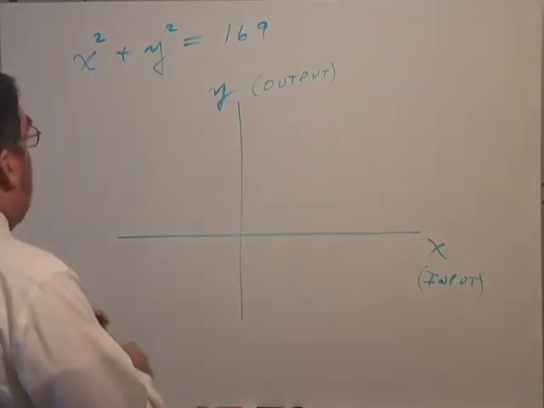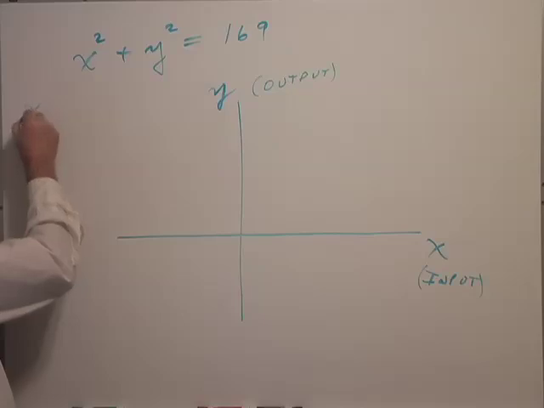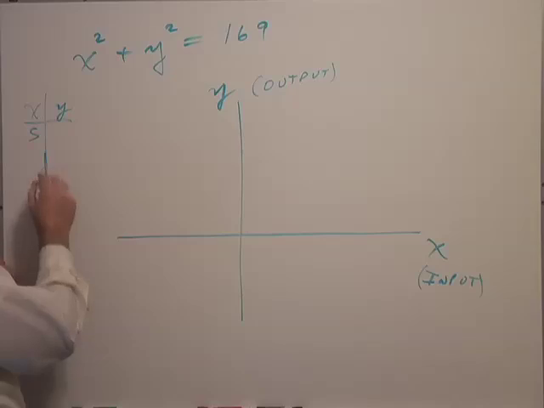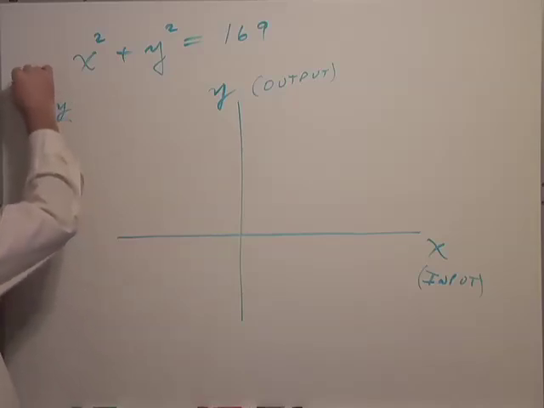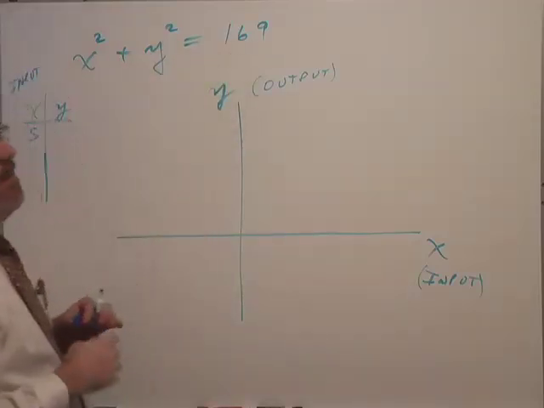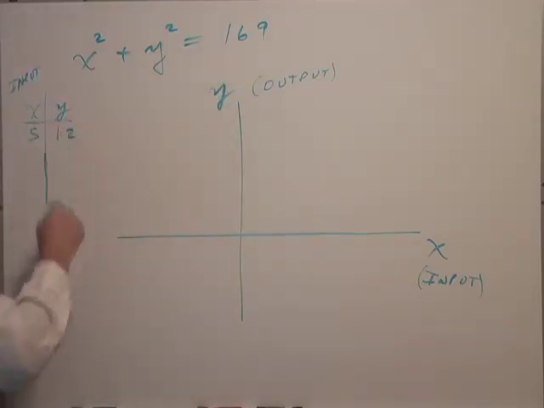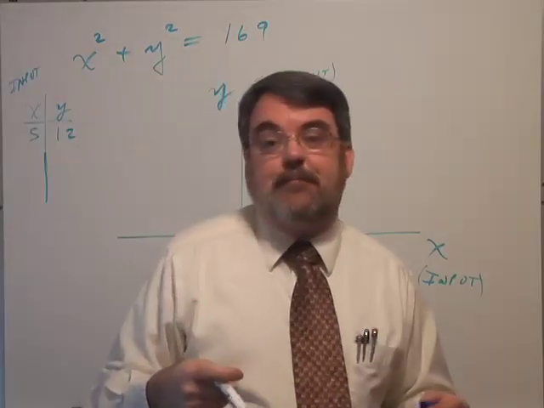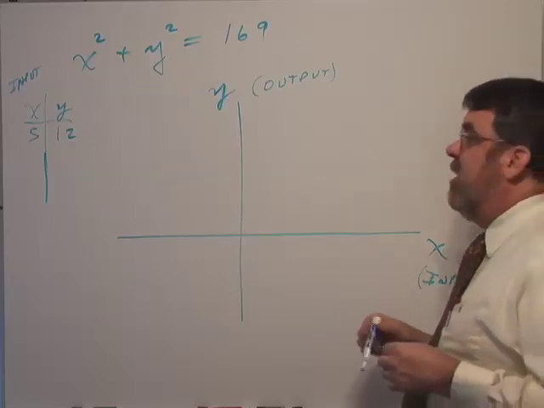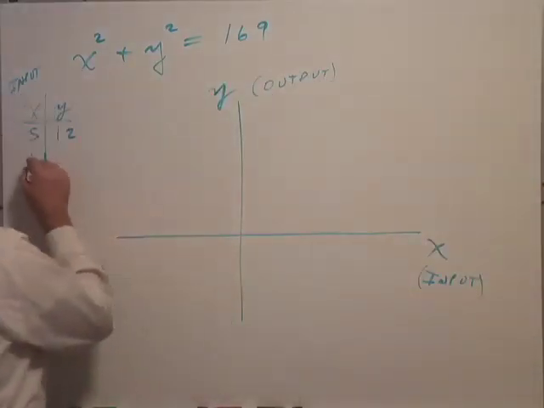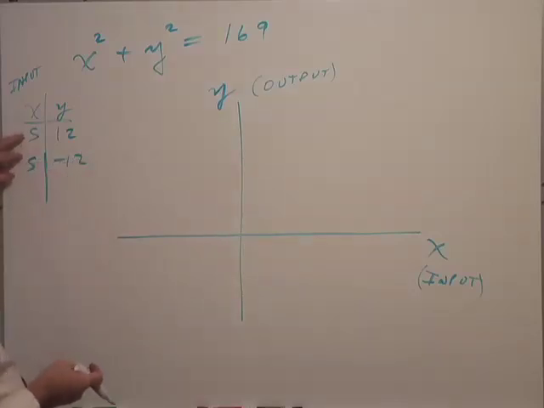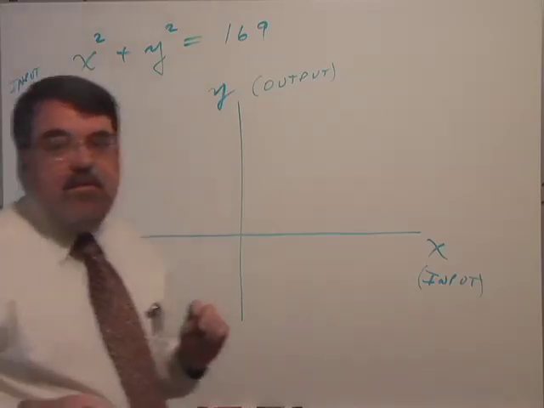So suppose that we had an x value of 5 as our input. If the input is 5, what's the output? Well, 5 squared plus y squared equals 169. You can do the math there, and you can find that 12 is a valid output. 5 squared plus 12 squared equals 13 squared. But so is negative 12. So I could have the same input of 5, but two separate outputs.